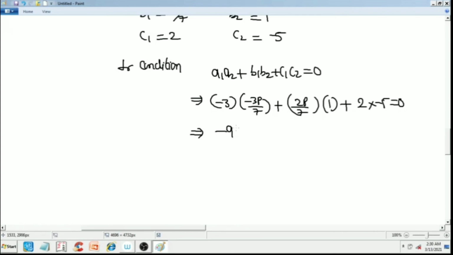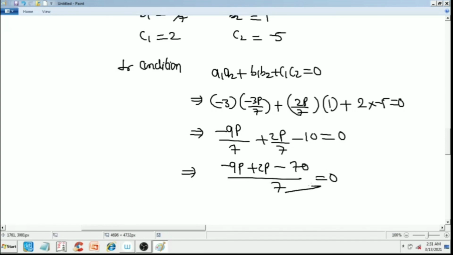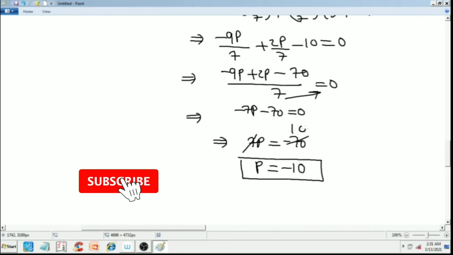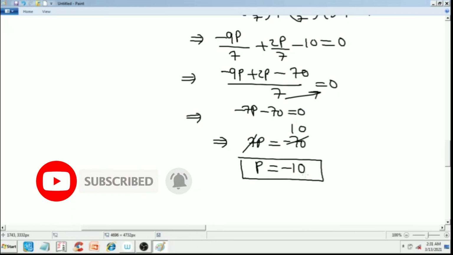3 3s are 9, so 9p/7 plus 2p/7, 2 5s are 10, minus 10 equals 0. Take LCM 7, so 9p + 2p − 70 by 7 equals 0. Send it to the right hand side, 7. So 9 + 2 is 11... minus 7p... minus 70 equals 0. 7p, send it to the right hand side, 7p is equal to −70, p is equal to −70/7, 7 1s are 7, 7 10s are 70. So p is equal to −10. That's all. This is the solution.